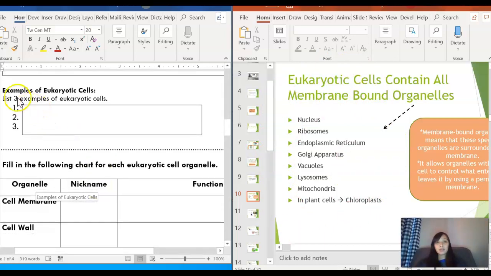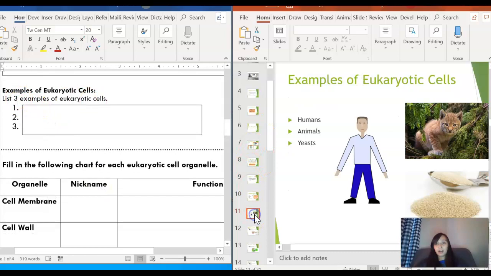Now we need to give examples of eukaryotic cells. Humans are examples, animals, and yeast is an example.